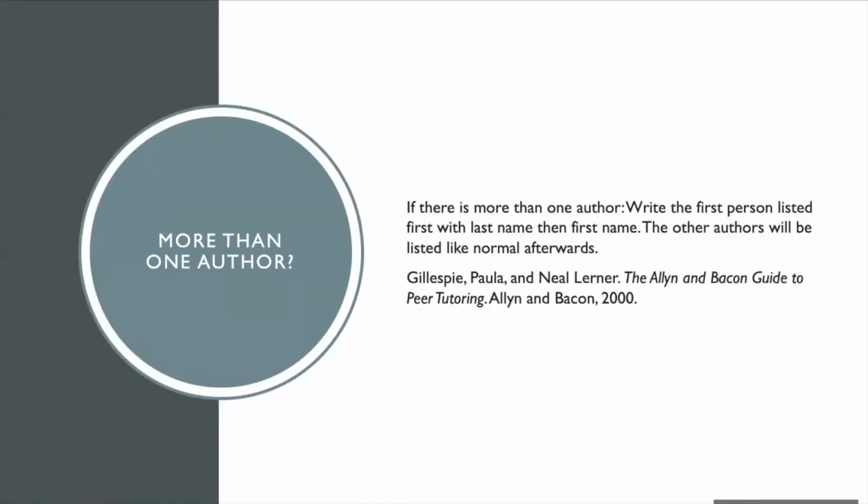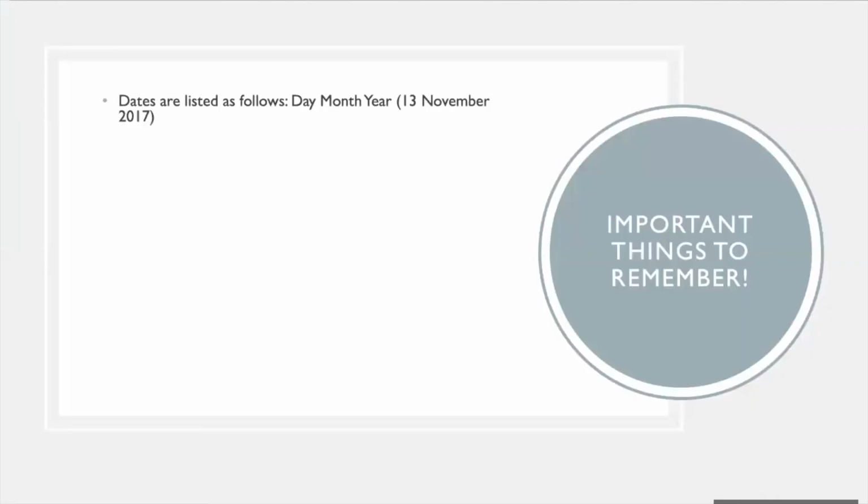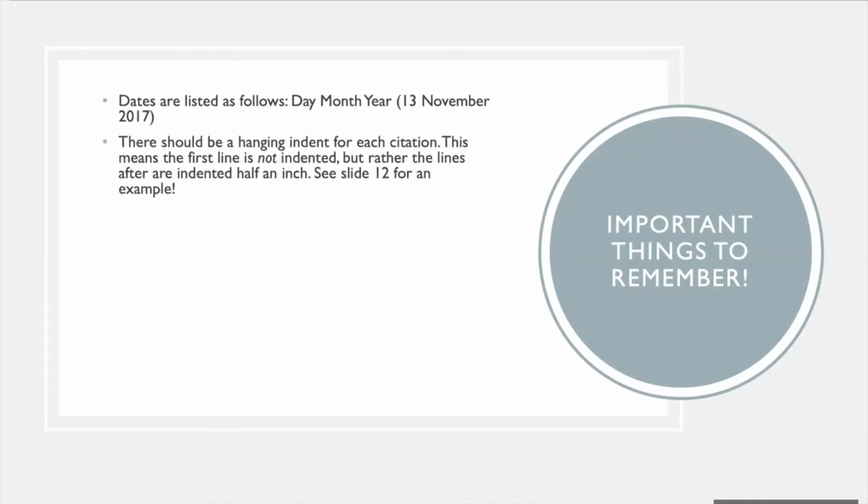If there's more than one author, the first author's name gets flipped backwards, so last name, first name, but then everybody else who's listed gets their normal pattern for their name. So first, last, first, last. The first person who's written on a scholarly article is usually the person who has, I guess, the most experience, the most important person, okay? And then things to remember. The dates are listed as follows. We always do day, month, year.